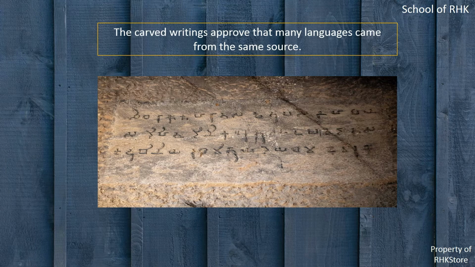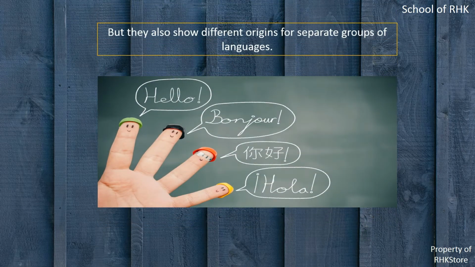Statistically speaking, it is normal to have such accidents among the 6,000 languages of the world we currently know. But they also show different origins for separate groups of languages. Some words are still very similar in languages that might not even come from the same proto-language. Does this mean there is no systematic resemblance between distinct languages?